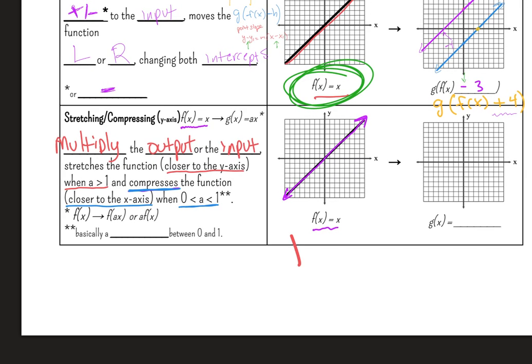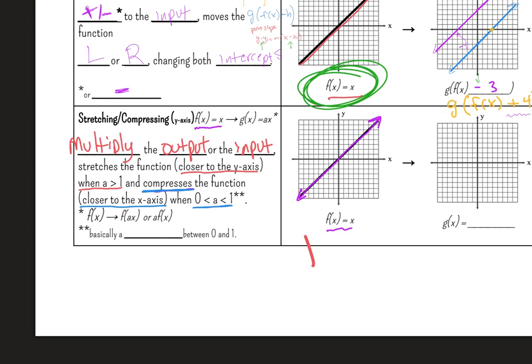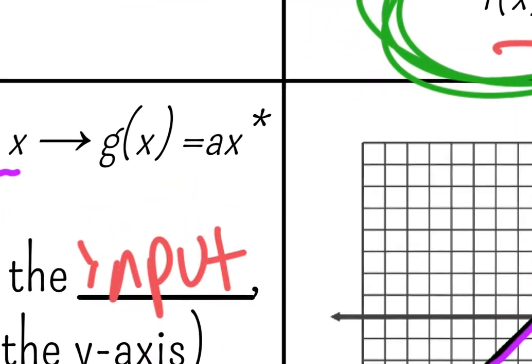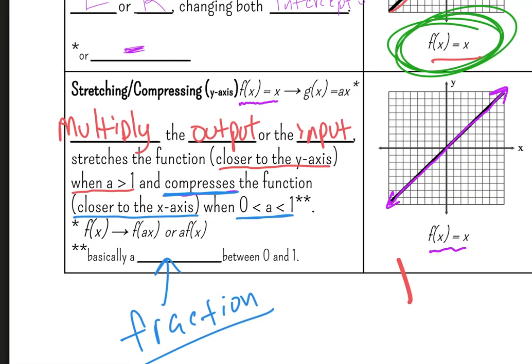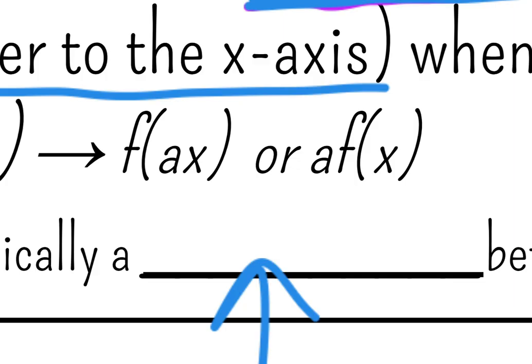And then if you're like, what? I don't really know what you're talking about. Basically, if it's between 0 and 1, it's basically a fraction. So let's take a look at this, shall we? f of x was just regular x. g of x is a times x. And like we just said, you could either multiply the output or the input. So this guy right here is multiplying the input. In fact, why don't we zoom in and label it. This guy is multiplying the input. This guy is multiplying the output.